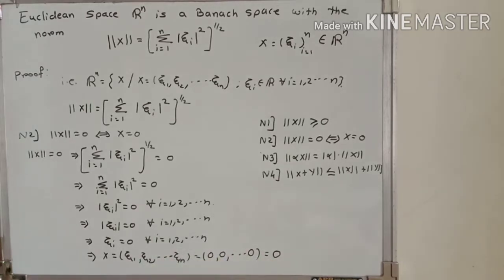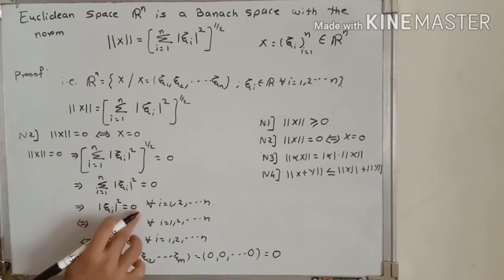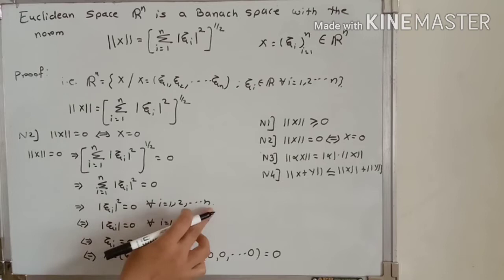Now we see the converse part. When x is equal to 0, that means all the coordinates must be 0. That means ξ1 = 0, ξ2 = 0 up to ξn = 0. This implies that each ξ_i = 0 for all i = 1 up to n. Now each ξ_i is 0 implies that its absolute value is also 0 for all i = 1 up to n. Each term is 0, therefore its square is also 0 for all i = 1 to n.